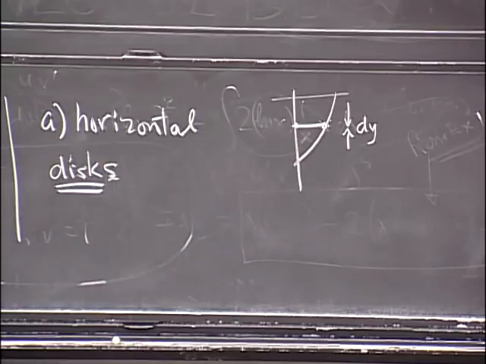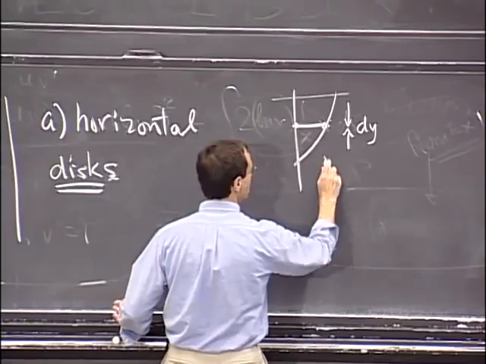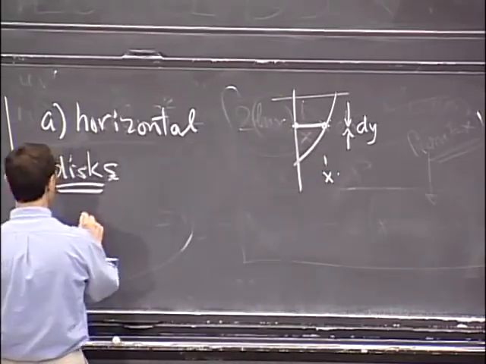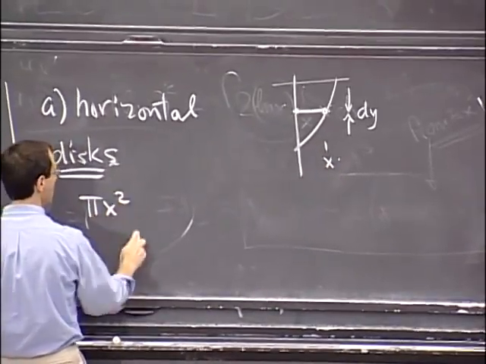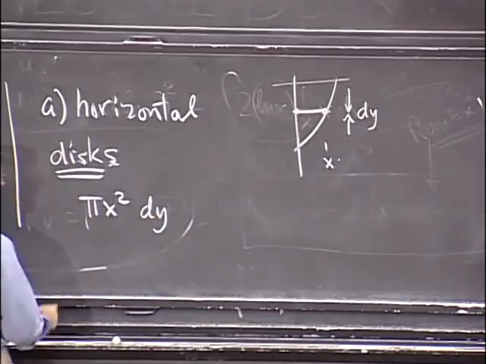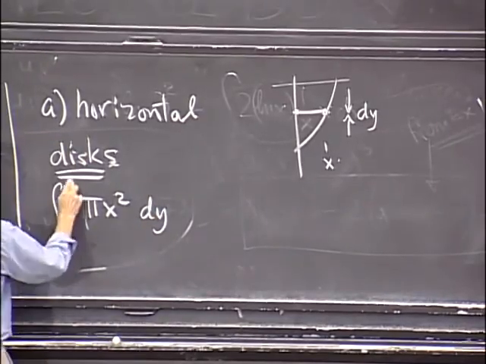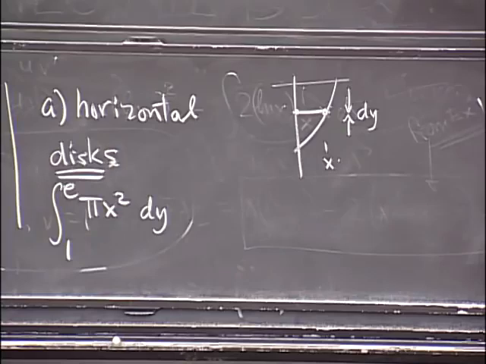This is the method of disks. And what's this distance here? Well, this place is x. And so the disk has area pi x squared, and we're going to add up the thickness of the disks, and we're going to integrate from 1 to e. So here's our volume.